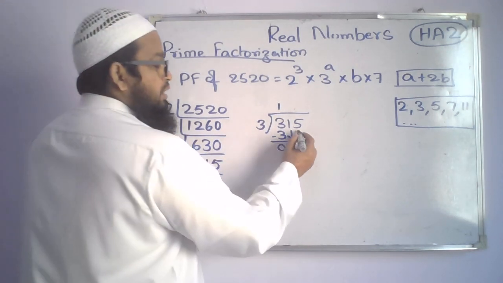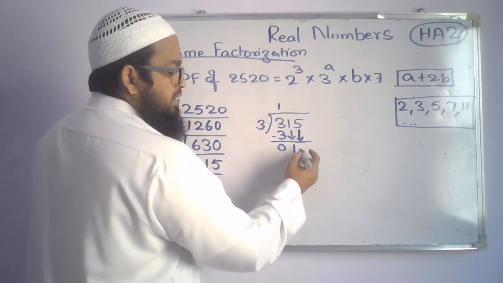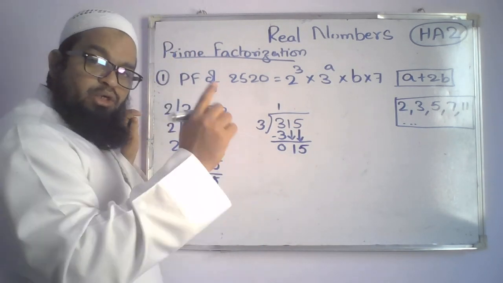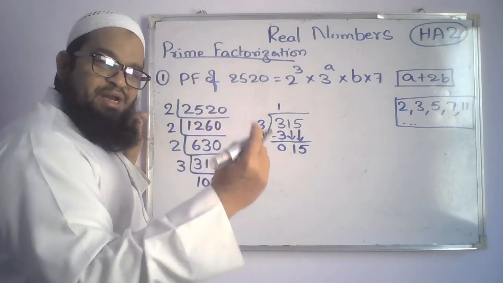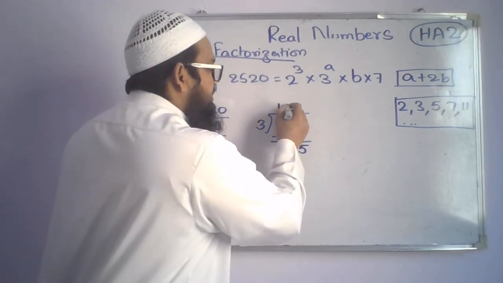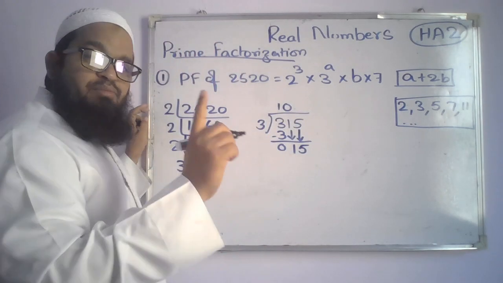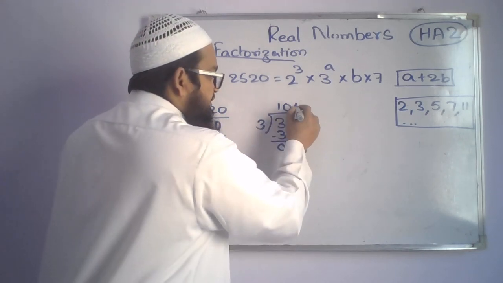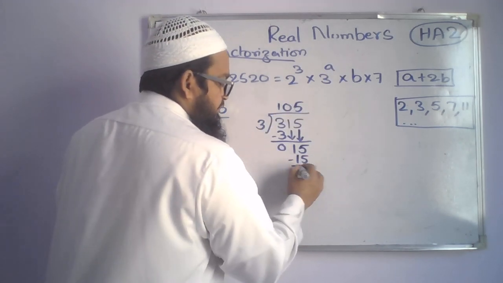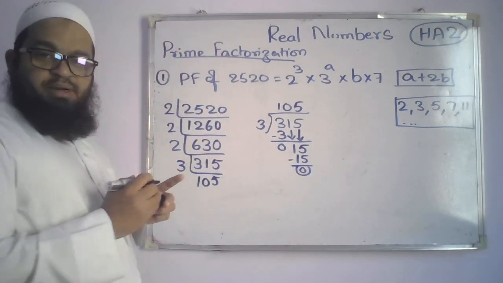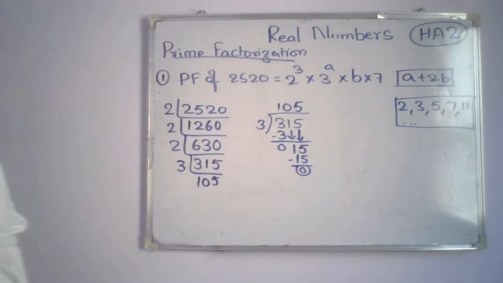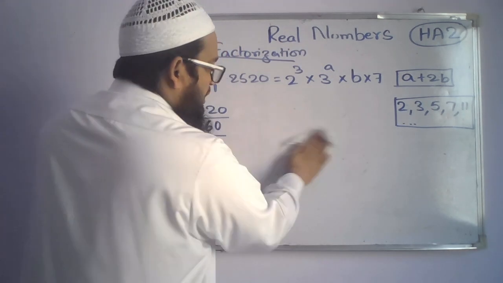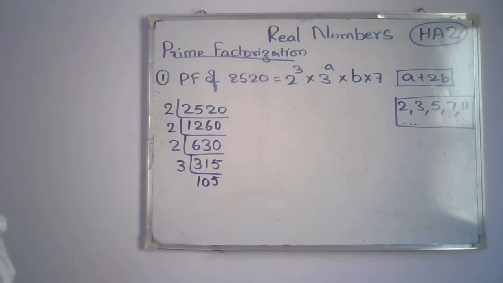You have to bring down the next digit also. When you bring down 2 digits at a time, you have to keep 0, because at a time you can bring down only 1 digit. So now 3 fives are 15. So 15 minus 15 is 0. Understood, my dear students? So this is the way you have to do division. Those who do not know division, please message me. Okay, it is 105.